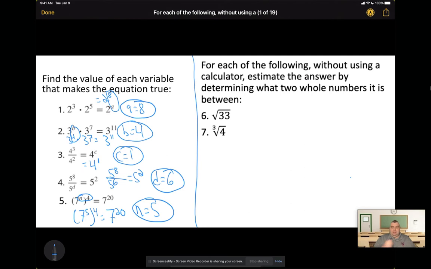So for each of the following, without using a calculator, estimate the answer by determining what two whole numbers it is between. So number 6, we are estimating the square root of 33. The square root of 33, we should know, is not a perfect square. There is no whole number that I can square and get an answer of 33. If I take the square root of 33 on a calculator, I'm going to get a decimal. So we can't get an exact answer without a calculator, but we can estimate, like it says here.